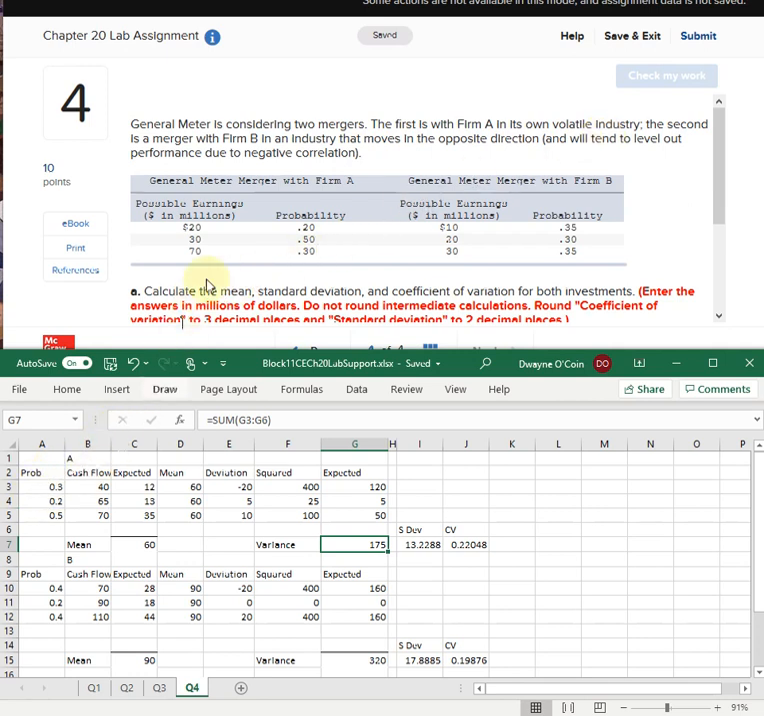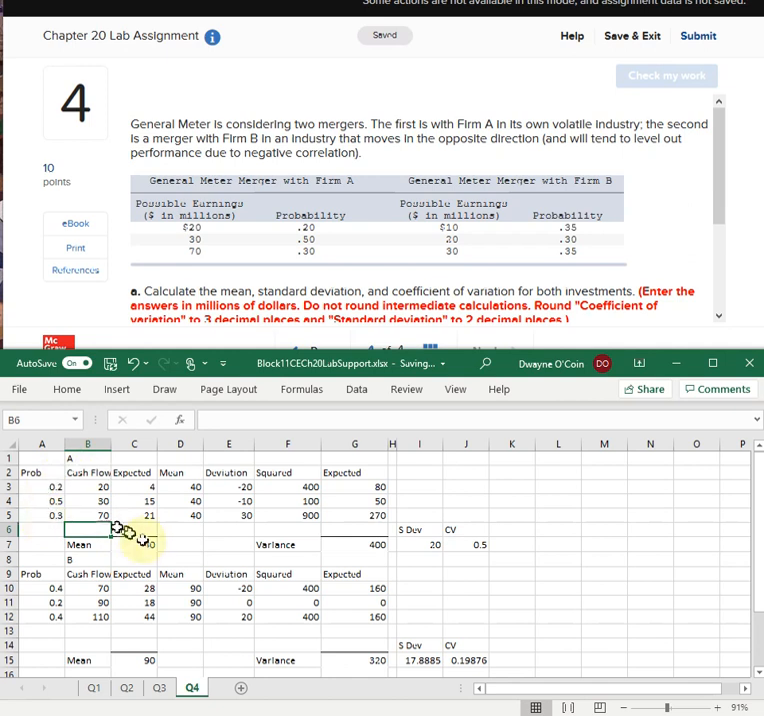And so we're going to do 2 calculations, one for A and one for B, using these numbers. The question asks us to calculate the mean, the standard deviation, and the coefficient of variation for both of these investments. So for A, we're going to start with the probabilities of 0.2, 0.5, and 0.3, and then we can put the earnings in, and we'll just use the values that they've given us because it tells us to enter the answers in millions of dollars. So these are in millions of dollars, and we're just going to use the rounded number.